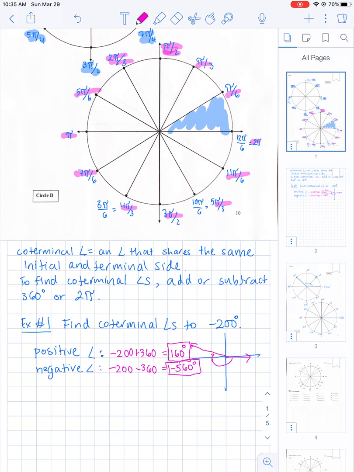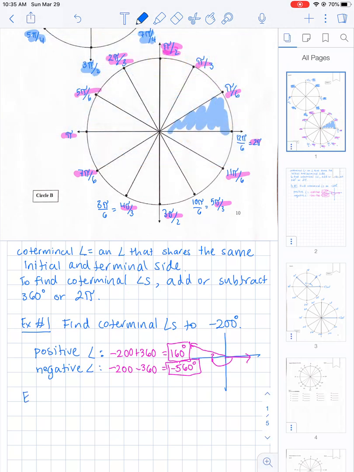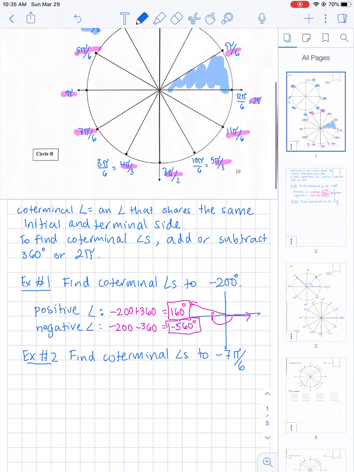Okay, let's try this with radians. So for the radian one, we're going to find positive and negative as well, but this time we're going to find coterminal angles to negative 7 pi over 6. So if I wanted the positive angle, I would take negative 7 pi over 6 and add 2 pi to that.